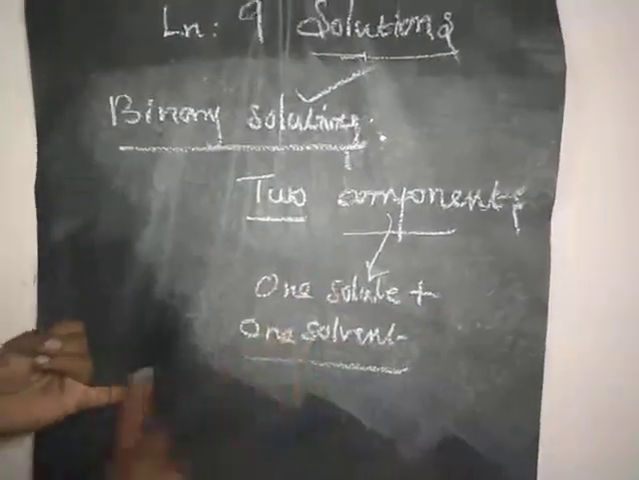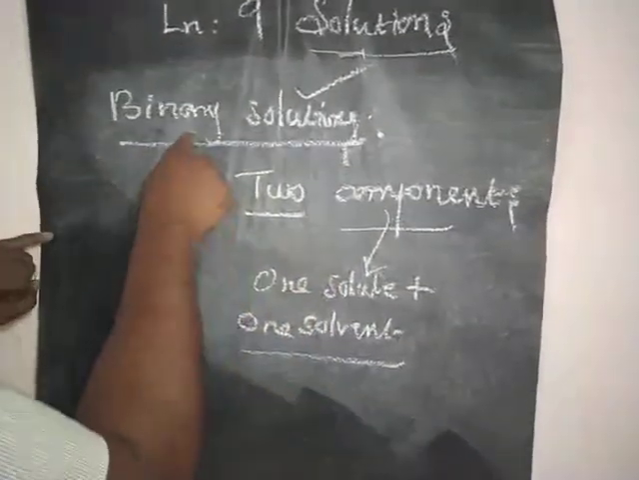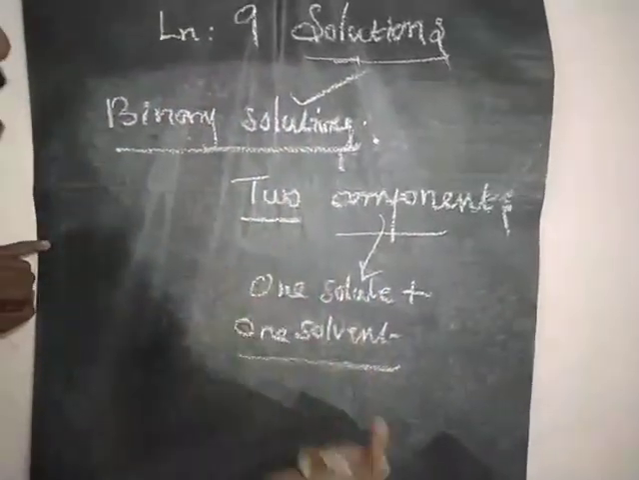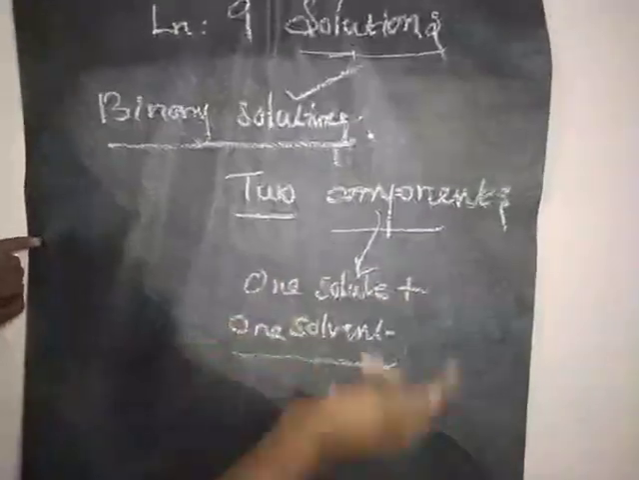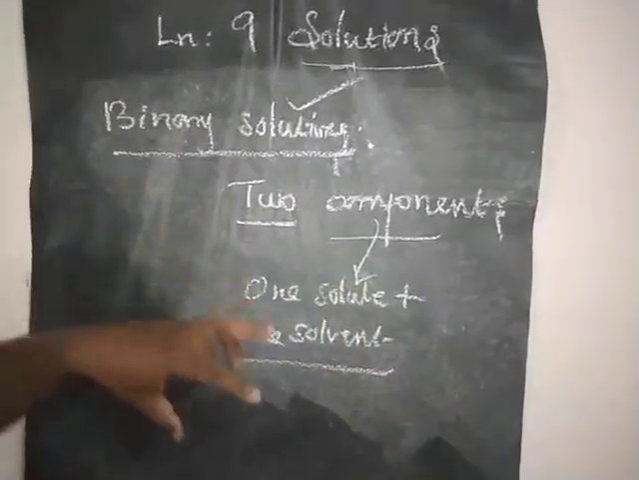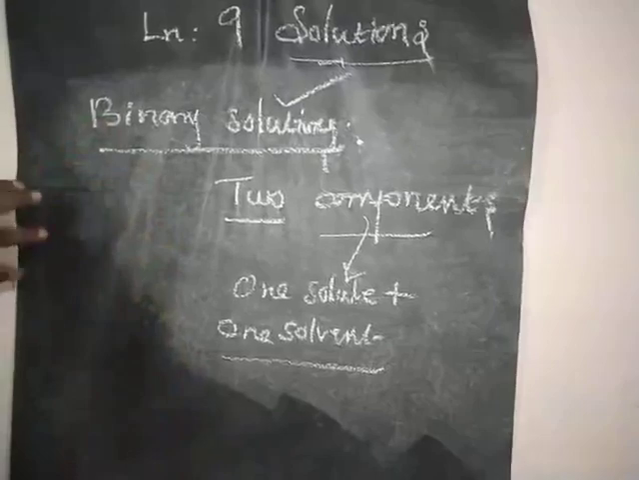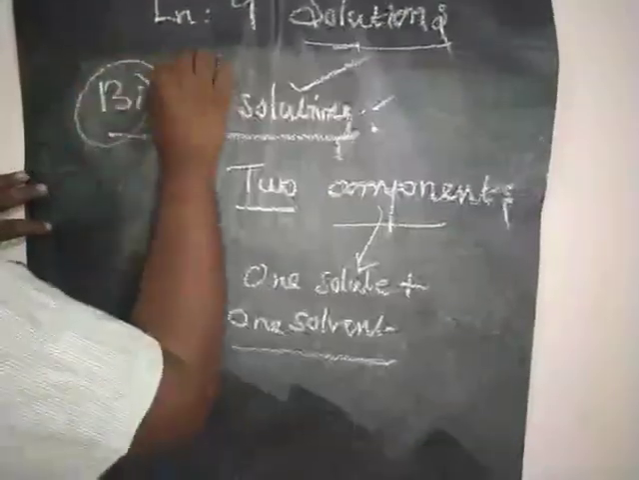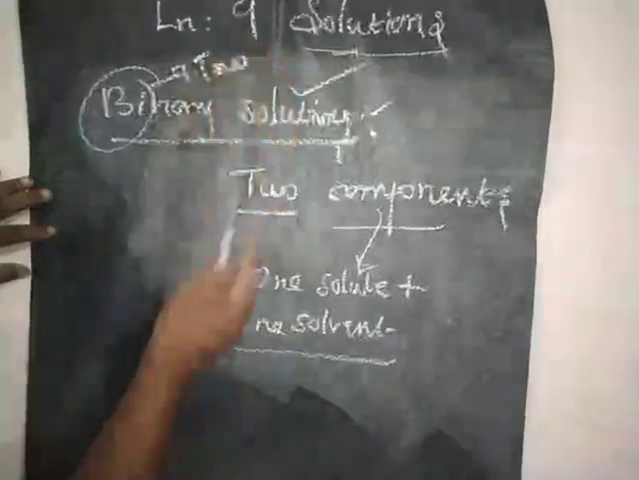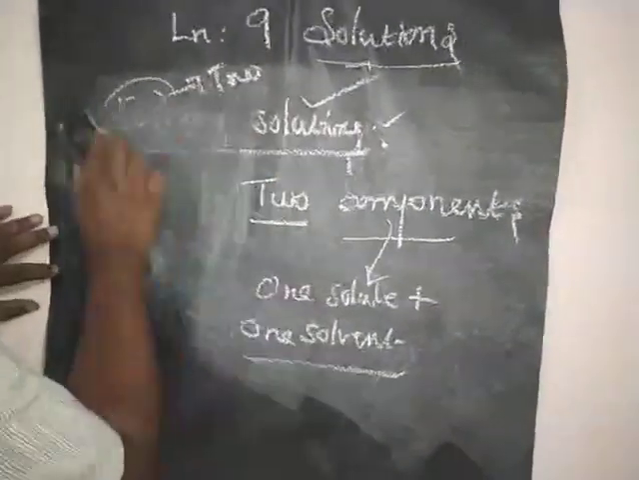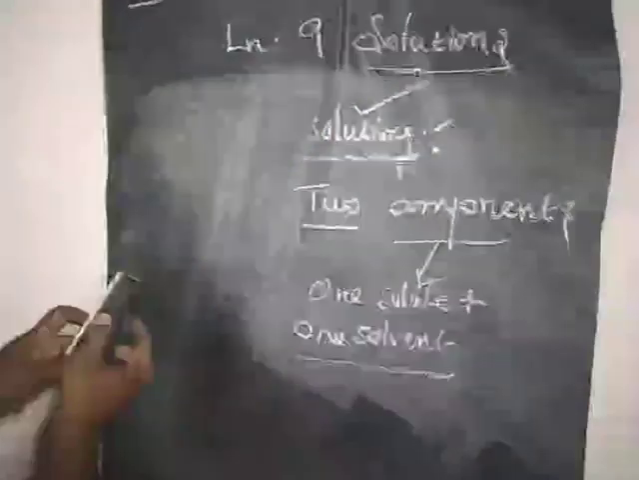The three examples we saw before are also applicable to binary solutions: sugar dissolved in water, salt dissolved in water, copper sulfate dissolved in water, glucose, fructose, maltose. These components dissolved in water are examples of binary solutions. Bi means two. Next one, ternary solution.